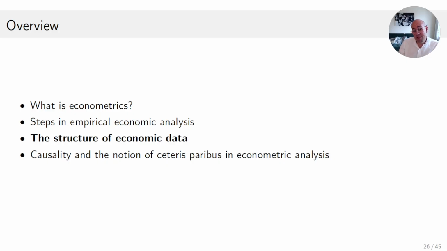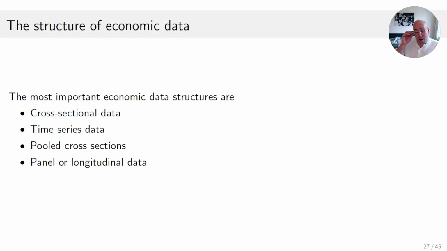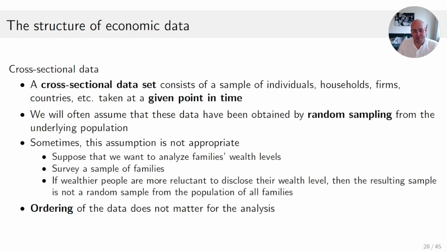This brings us to the third part of this video here. This is an overview of the way data are structured. So I already mentioned briefly panel data, so we're going to now see what I meant by this. The most important economic data structures are cross-sectional data, time series data, pooled cross-sections, and panel or longitudinal data.